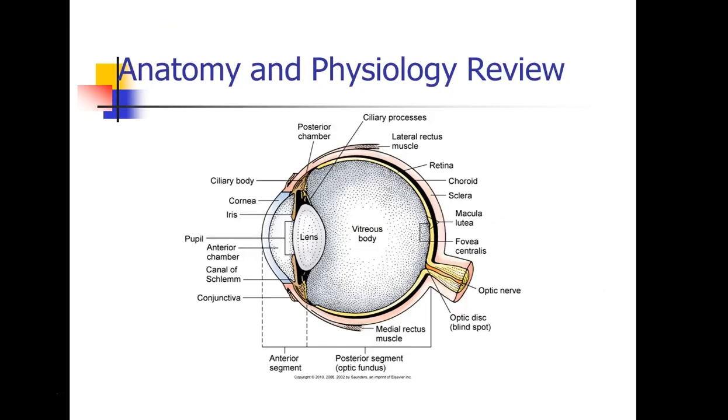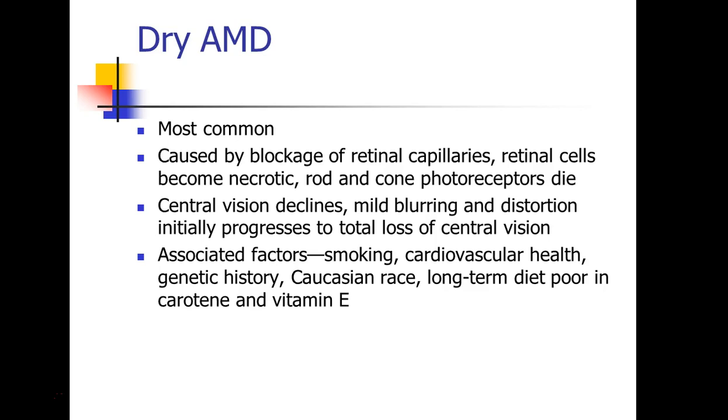So way back here, I don't have the little pointer, but right back here, you have little capillaries, right? And what happens is they become necrotic, the rods become necrotic, the photoreceptors back there in that part of the eye, it becomes small, just like the retinal cells, and your central vision begins to decline at that point, okay? And then associated factors could be smoking, cardiovascular disease, genetic history. Caucasian race usually has it. Lots of times it's in women, just like with my cousin.